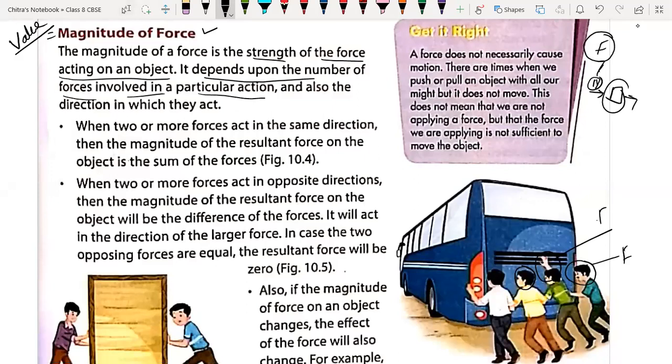Your voice is lagging. All the time the magnitude of force is going to increase here.